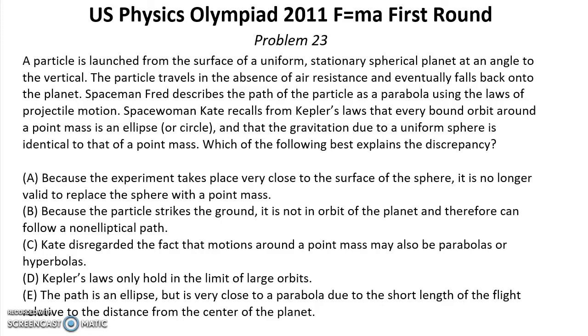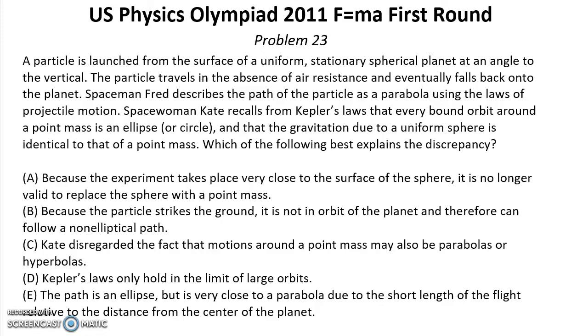C. Kate disregarded the fact that the motions around the planet mass may also be parabolas or hyperbolas. That's not true. We know that any orbit could be elliptical, parabolic or hyperbolic. D. Kepler's laws only hold in the limit of large orbits. Again, that's not true, because it doesn't matter what kind of orbit we have. Kepler's laws are always correct in case of a point mass.